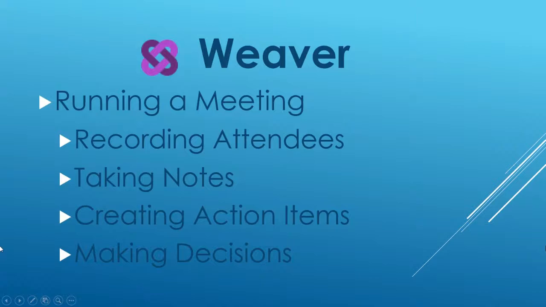And that's it. So what I've shown you in this video is running a meeting. We started the meeting, we recorded the attendees, we started taking notes in different ways. The opening round, we started notes on each of the agenda items, we created an action item, we did a round, we made a decision, then we completed the meeting, we created some minutes, and then we cloned the meeting for the next meeting.